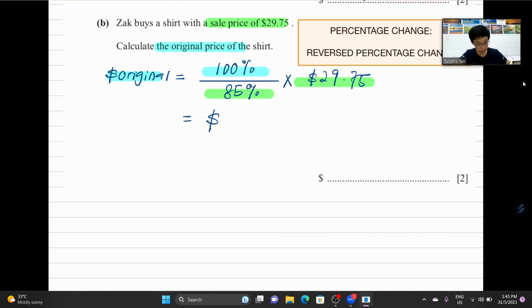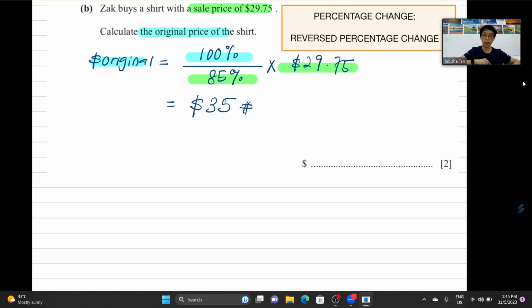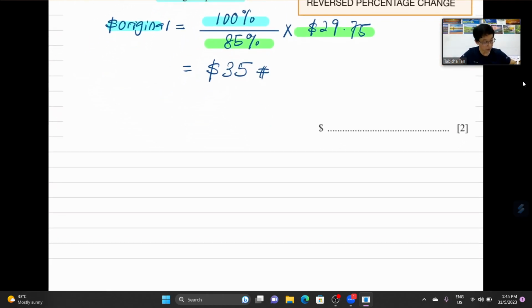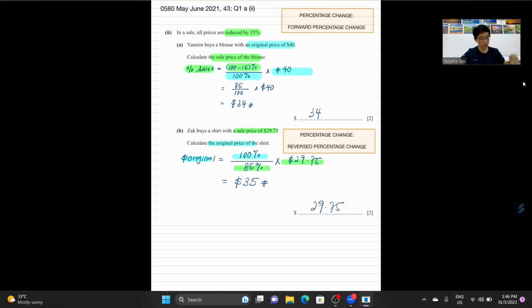Okay, now let's get the calculator to help us take the answer 29.75, and that gives us the original price the shirt Zach buys, which is 35. So original $35. Now Zach has saved some money. Now he only pays 29.75.